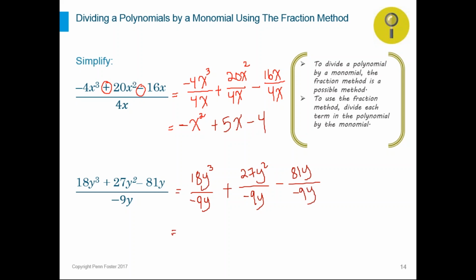Take each fraction separately. So 18 divided by negative 9 is negative 2. y to the third over y, that's a y to the second. We have 27 over negative 9 is a negative 3. y squared over y is a y. And then finally, we have 81 over negative 9 is a negative 9, but we have a negative also here. So negative times a negative is a positive answer. So that would give you just a 9. y and y will just cancel out. So this is your final answer. This is the quotient. This is the result of dividing this polynomial over this monomial.